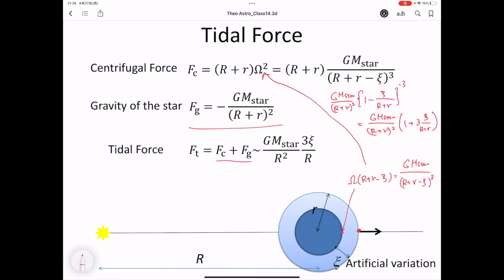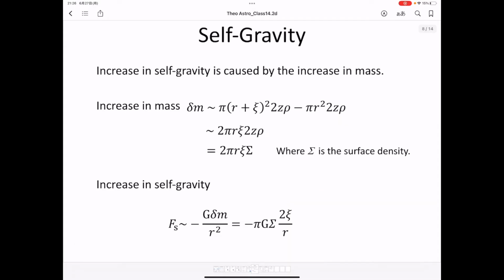The centrifugal force is larger than this, 3 ξ over r plus r. In this approximation, we use a capital R much larger than the small r. The tidal force is estimated with this equation. Then for self-gravity, we consider some region that is compressed by ξ.